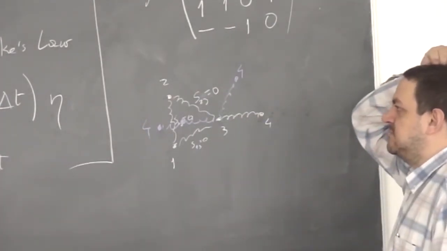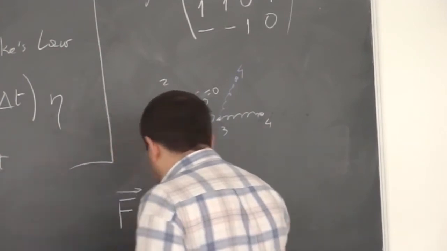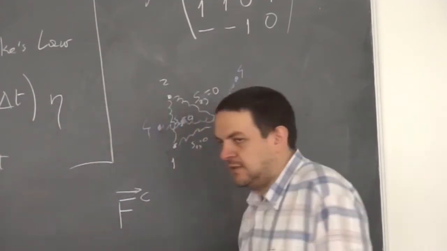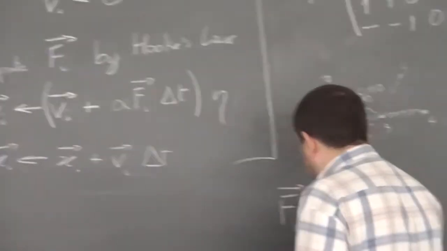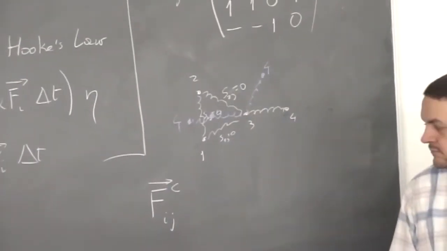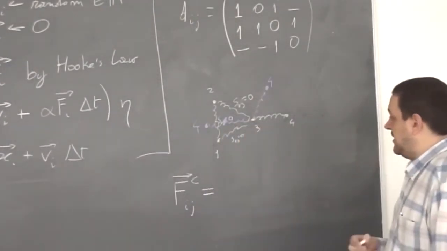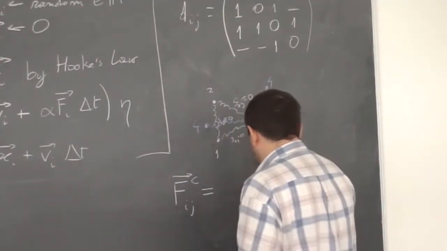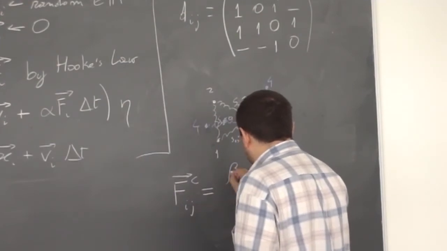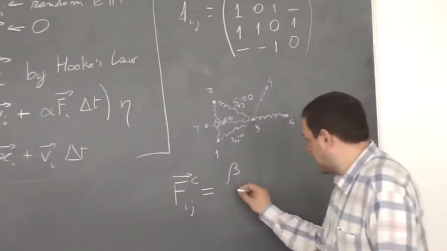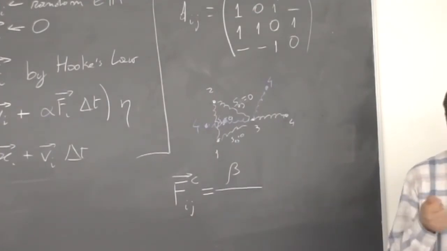So the idea is that we add, let's call it Fc, the Coulomb's repulsion, between node I and node J. Okay, here the force is, of course we have some proportionality constant, let's call it beta. It is inversely proportional to the square of the distance between the nodes.